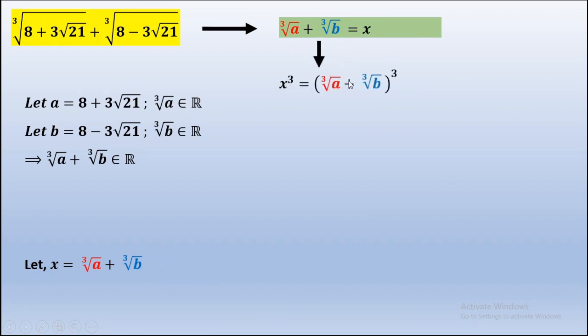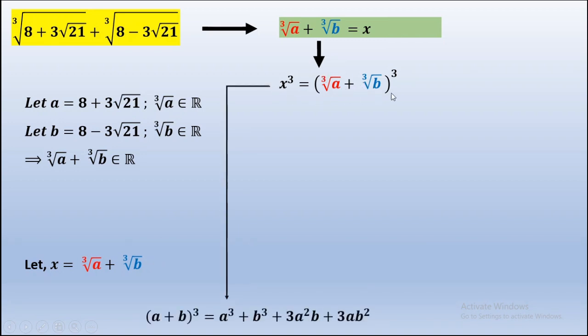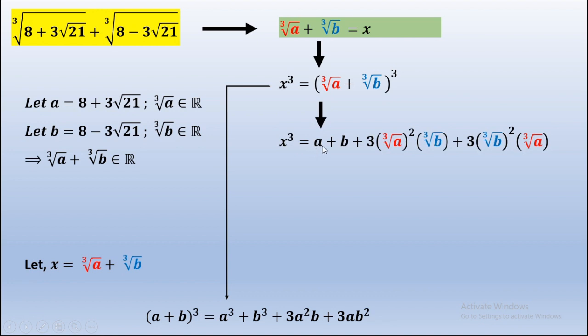Now I will cube both the sides of the equal to, so it becomes x cube equals cubic root of a plus cubic root of b whole cube. Now this can be expanded using the formula of a plus b whole cube. The formula is a plus b whole cube is a cube plus b cube plus 3a square b plus 3ab square. So upon expanding, we will get x cube is equal to a plus b plus 3 times cubic root of a whole square multiplied with cubic root of b, plus 3 times cubic root of b whole square multiplied with cubic root of a.